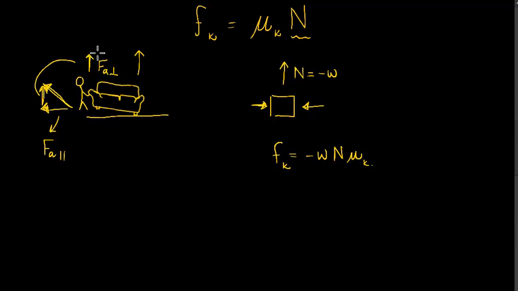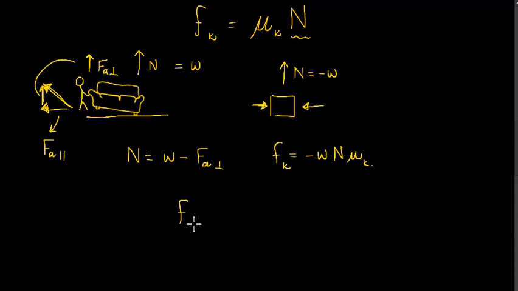Now, the force applied perpendicular to the surface plus the normal force is now equal to the weight. So my normal force in this case, in other words the force that the floor has to support, is only the weight minus the force that I applied perpendicular to the surface. And this is very important.